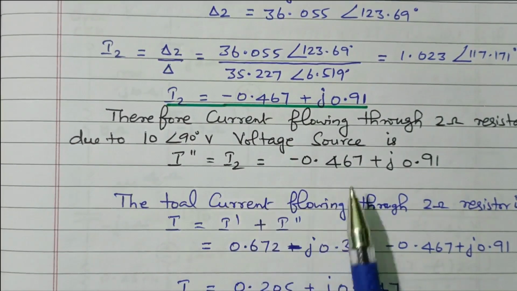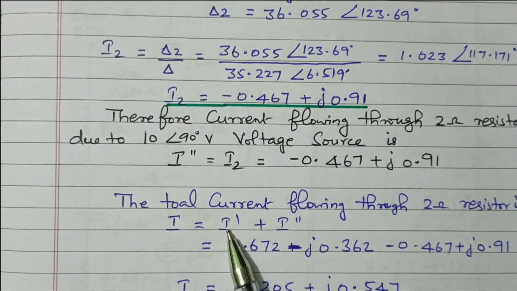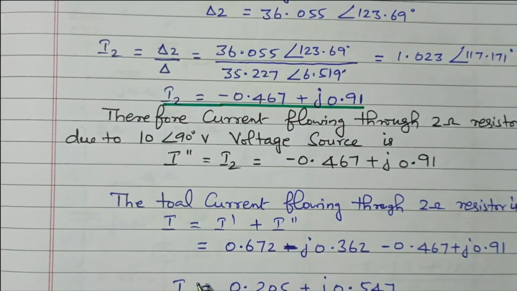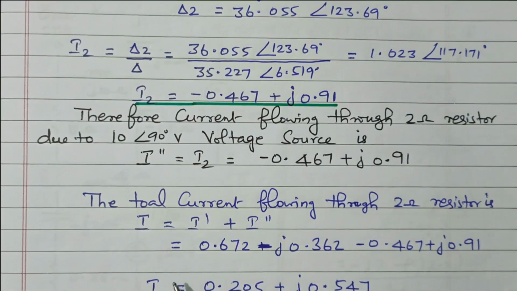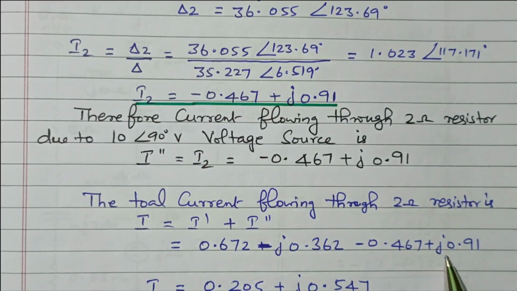I2 equal to I2 dash. So the total current flowing through the 2 ohm resistor is I dash plus I double dash. I dash is already calculated in step 1: 0.672 minus j 0.362. I double dash is calculated here: 0.469 plus j 0.91. So by adding these two, we get 0.205 plus j 0.547 in rectangular form.